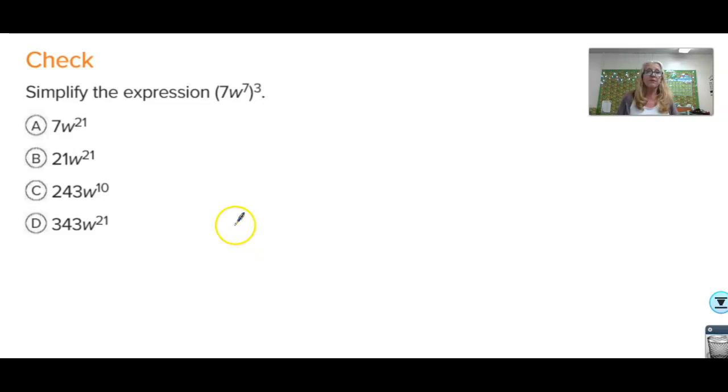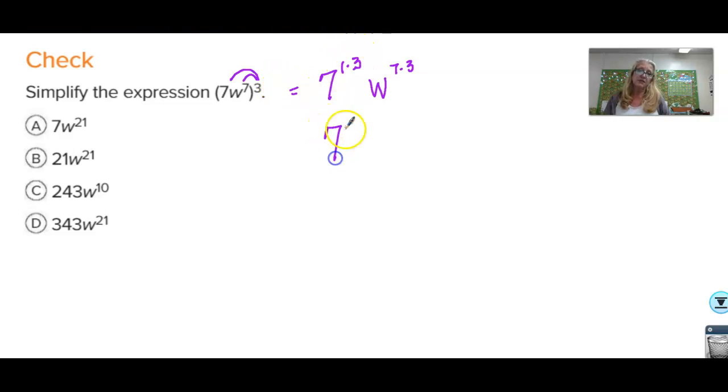Okay, now we're raising a power to a power. All right, when we did this, we remembered that we had to distribute this exponent to everything in the parentheses. So this is equal to 7 to the 1 times 3. And then we have W to the 7 times 3. Remember, when we raise a power to a power, we multiply the exponents. Well, 1 times 3 is 3, so this is 7 to the 3rd power. And then we have W to the 7 times 3 is 21.